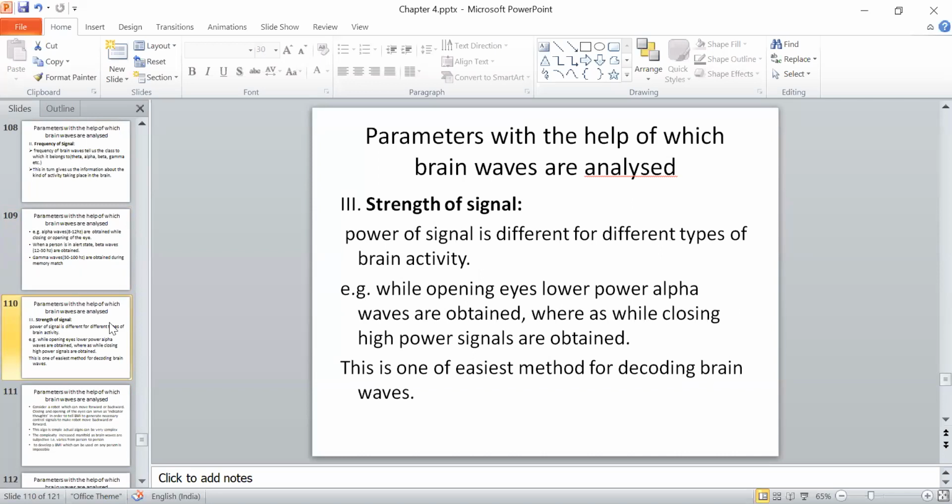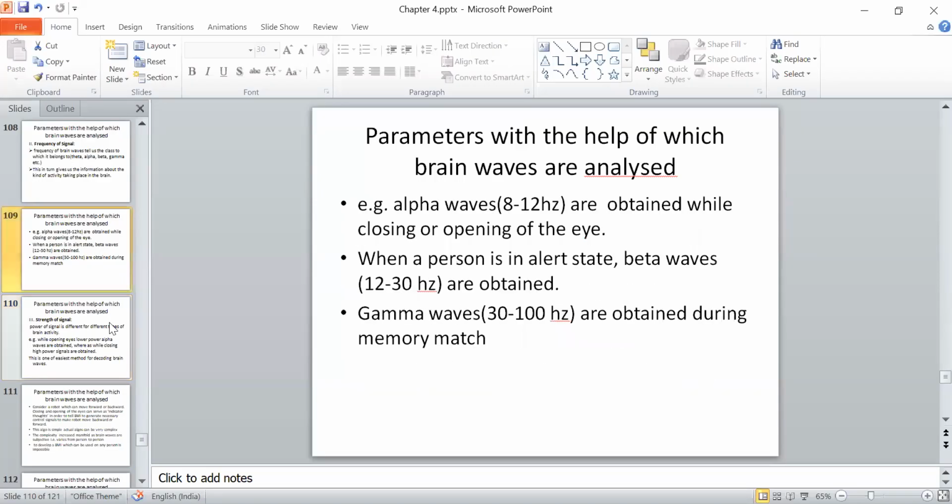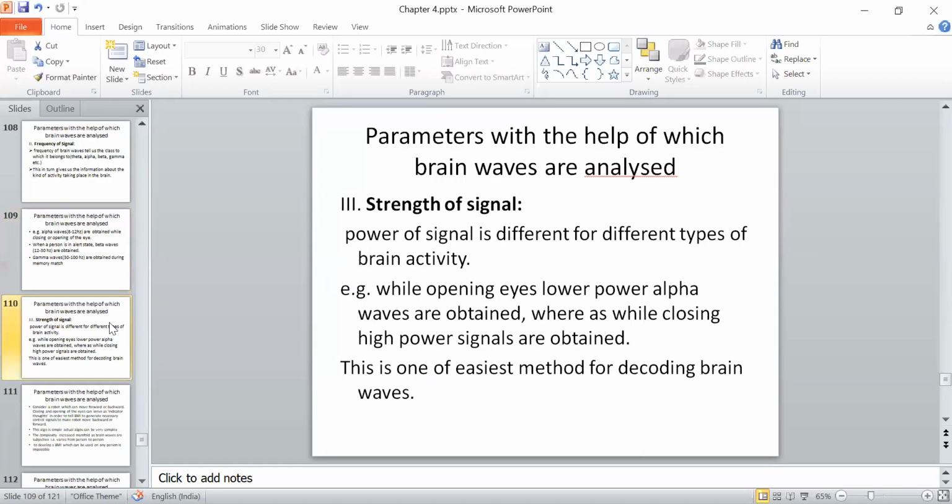Suppose we know that an alpha wave is generated. Now why is the alpha wave generated? Is it generated for the opening of the eyes, or is it generated for the closing of the eyes? So these are two nearby signals coming from the same part of the brain. Okay, so you have to find out the strength of the signal.